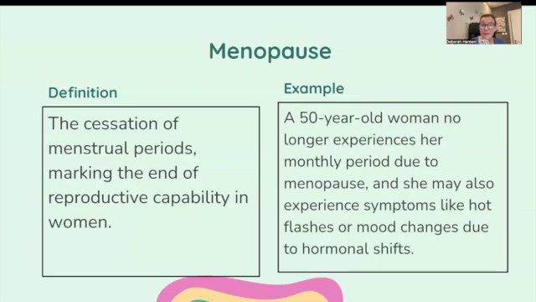Menopause. This is the cessation of menstrual periods, marking the end of reproductive capabilities in women. So a 50-year-old woman no longer experiences her monthly period due to menopause. She may also experience symptoms like hot flashes, mood swings, hormonal shifts, all of those things.